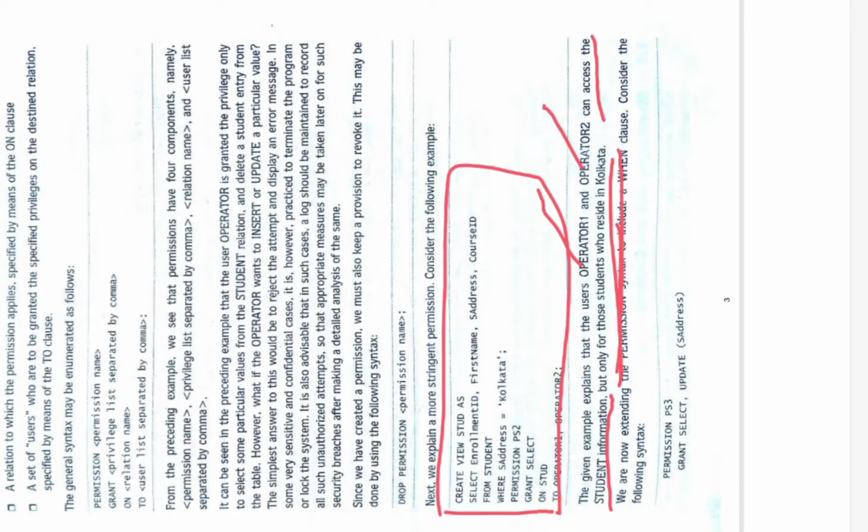So what I am trying to tell you is the way of writing things. In this way we are supposed to write in SQL, by using SQL queries. In this way we need to create the views so that access control is implemented. And operator 1 and operator 2 can access the student information, but only for the students who are residing in Kolkata.